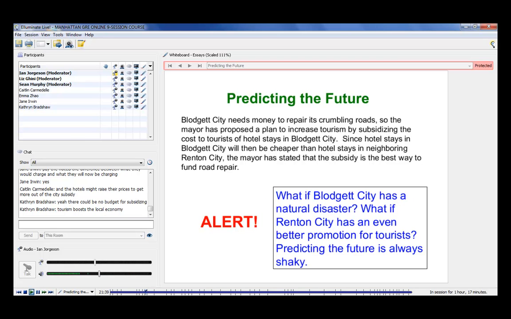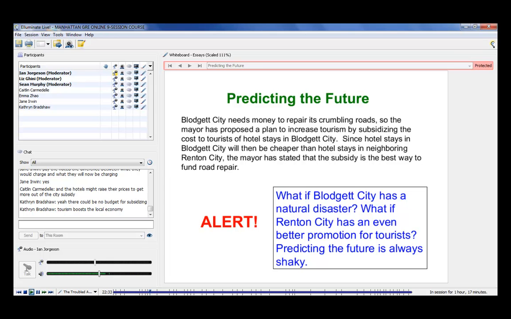Here's another one that shows up pretty commonly. Predicting the future, right? Part of what's going on in this particular argument is that it's talking about what's going to happen in the future based on Blodgett City enacting these hotel subsidies. But we don't know what's going to happen, right? What if Blodgett City collapses in an earthquake? Then they've got way bigger problems than repairing their roads. What if Renton City decides to also subsidize hotel stays, right? There's lots of stuff that can happen. And we could write an essay, or at least a paragraph of our essay, discussing this problem, right? That we don't know what's going to happen in the future, and given that, we don't know for sure that this really is the best way to fund road repair.